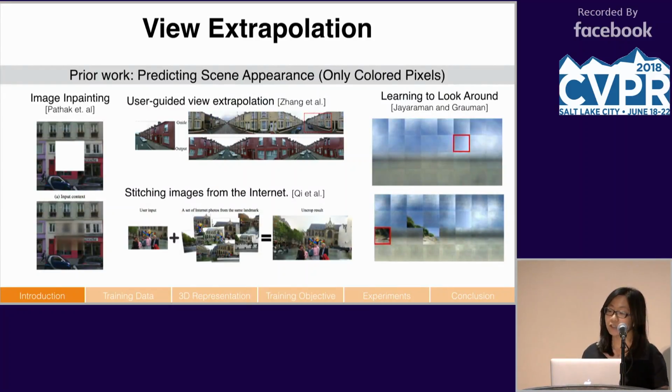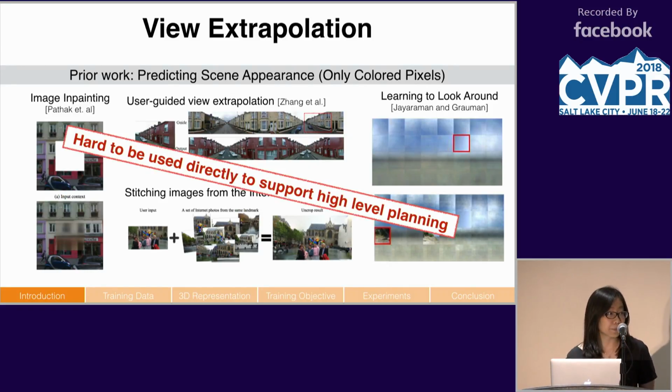Traditionally, when people work on this problem, they mostly focus on predicting the appearance of the unobserved environment. In other words, they only predict the color pixels outside the image boundary. However, although this kind of output representation is great for visualization, it is really hard to use directly to support high-level planning or reasoning.